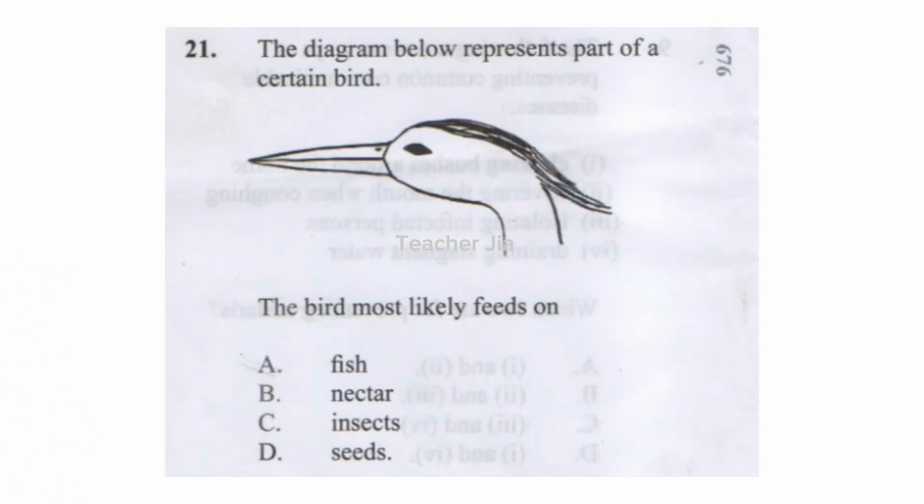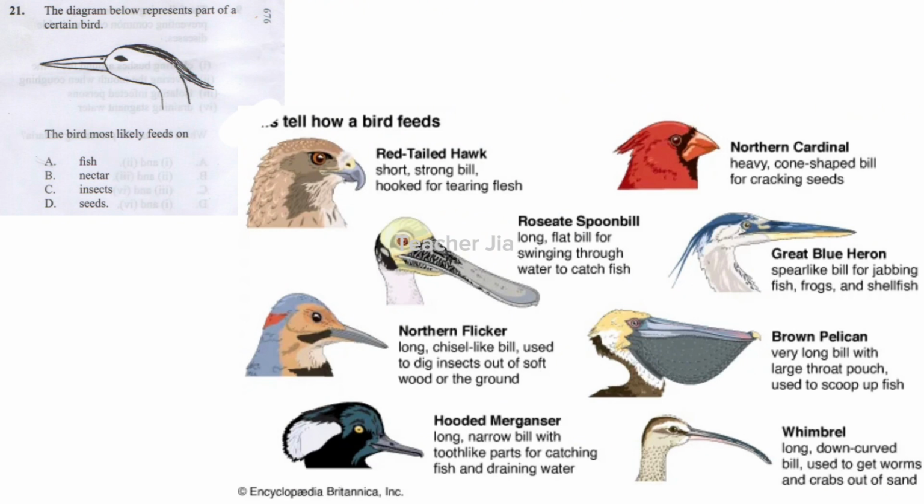The diagram below represents part of a certain bird. The bird most likely feeds on. So let me bring a picture of different types of birds, and then we're gonna know which type of bird is this. So beaks tell us how a bird feeds.